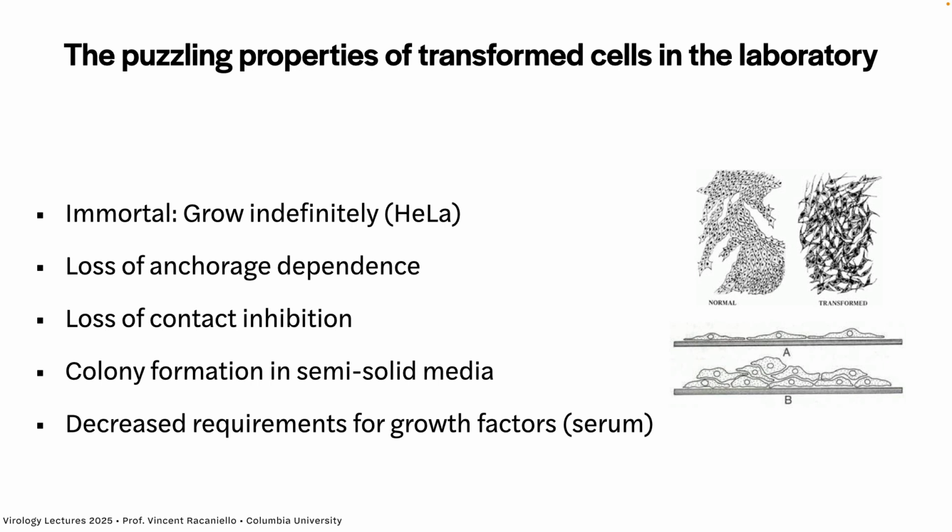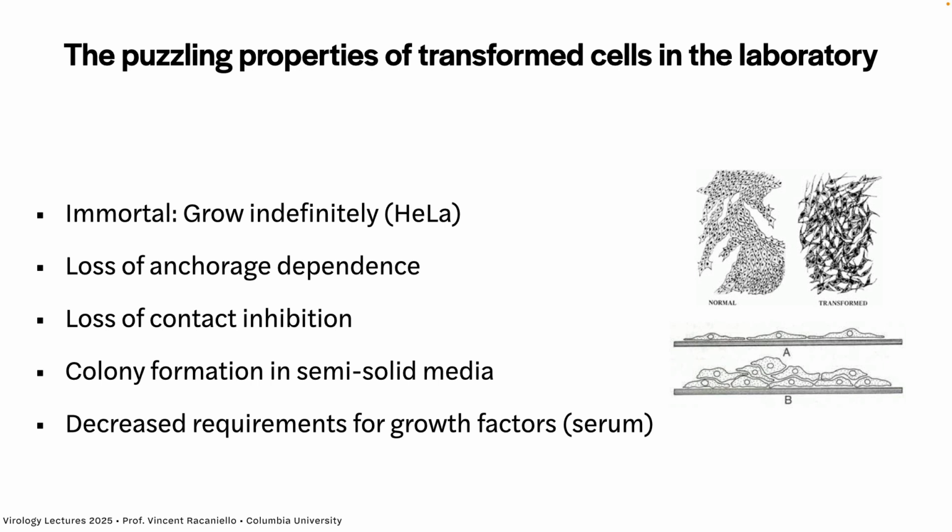So a transformed cell has a number of properties, including it's immortal. It will grow indefinitely. And HeLa cells, the famous HeLa cells that are in many labs, which were taken from Henrietta Lacks, as we'll see later, are immortal. They have loss of anchorage dependence. They don't have to grow stuck on a plastic dish. Most cells like to grow on a plastic dish, or at least attached.